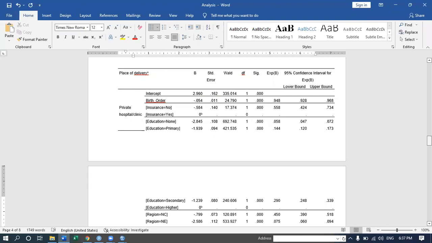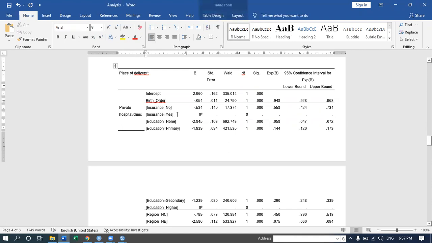Now, how do we interpret qualitative variables? To interpret qualitative, you compare the different levels. Remember, we are still comparing the levels of the dependent variable, and then you also compare the levels of the independent variable. For insurance, we have two levels: no and yes.